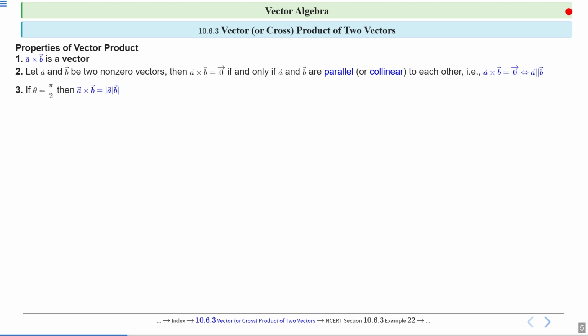Now let's see what happens when the angle between two vectors is 90 degrees or pi by 2 radians. In this case, the cross product A vector cross B vector has a magnitude equal to the product of the magnitudes of A vector and B vector. So if theta is equal to pi by 2, then the magnitude of A vector cross B vector will be equal to magnitude of A vector into magnitude of B vector. Okay, this is the maximum possible value for the cross product of two vectors.